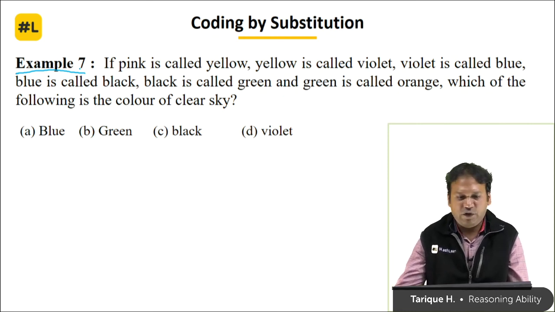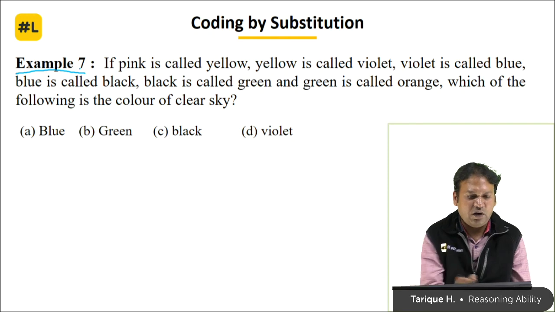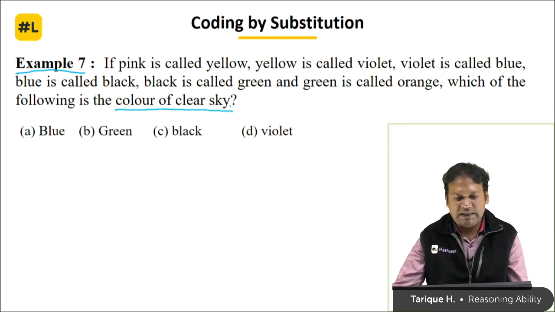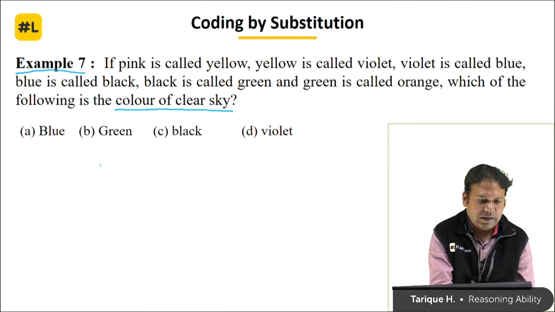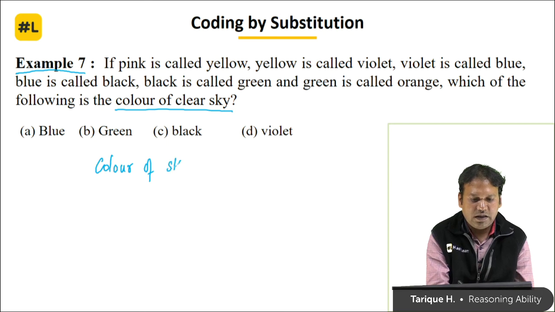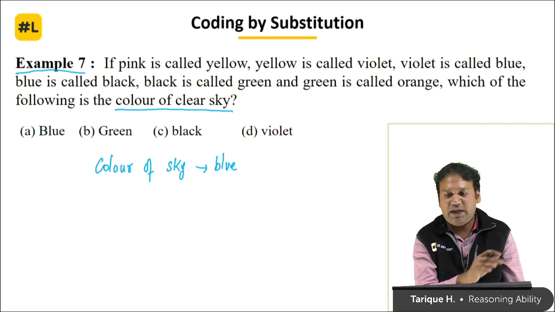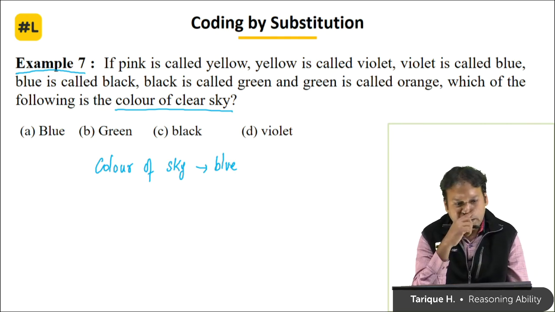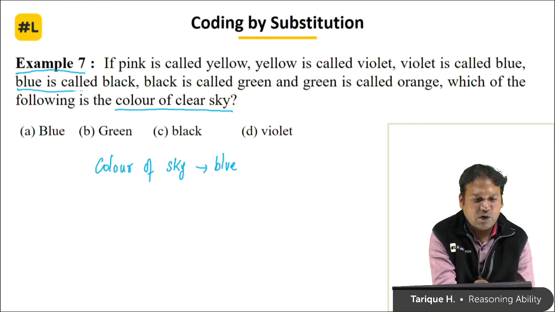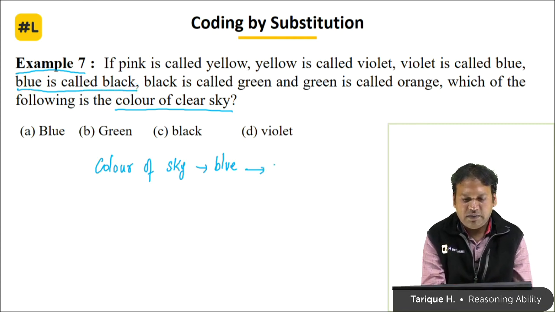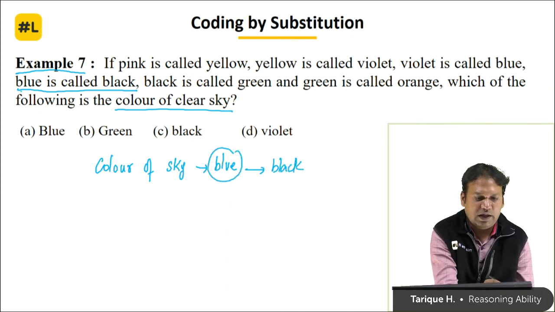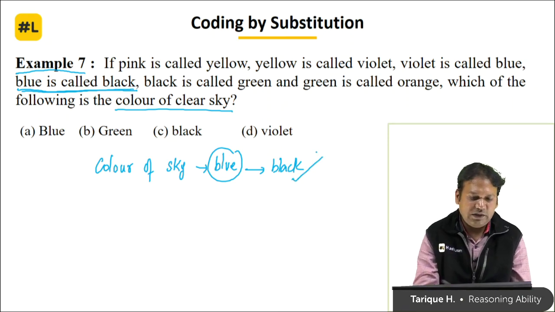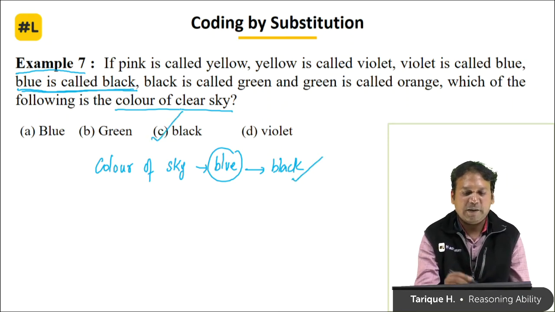So you see here, first of all try to understand what are we looking for, color of the clear sky. Basic science tells us that color of the clear sky is blue. So next we should see from the colors given to you. What is blue called here? What is blue called? Blue is called black. So answer will be black. That's a very simple question. First you see what is the color of sky? The color of sky is blue. What is blue called in this question? Blue is called black. So the very simple question, the answer is black.